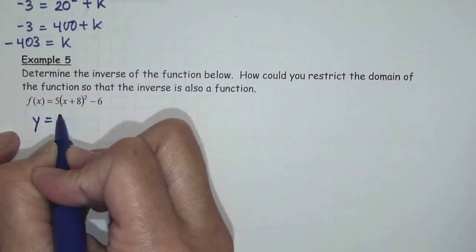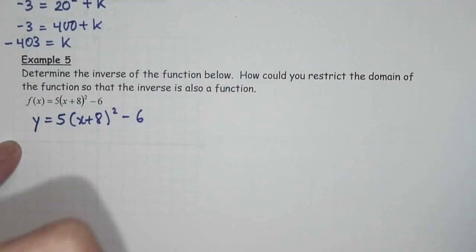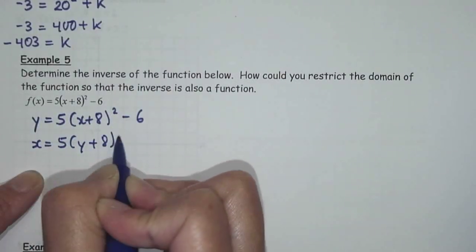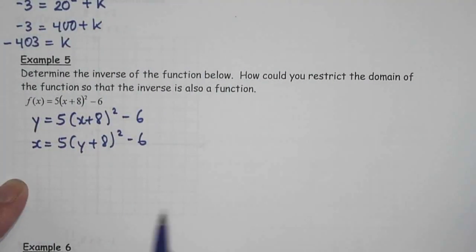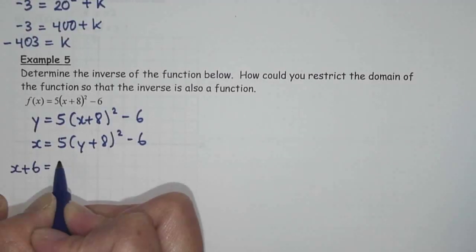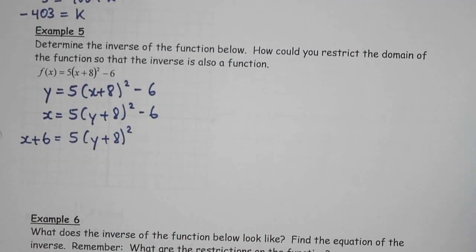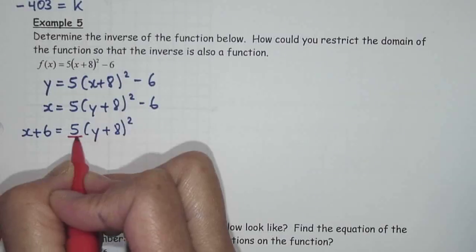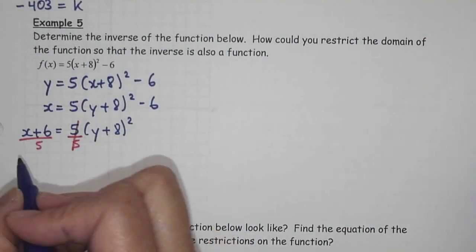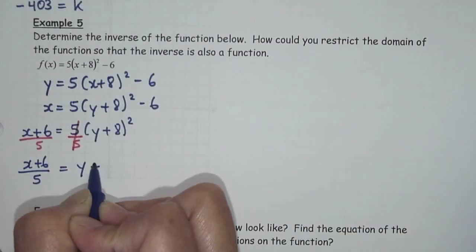So y equals, so hopefully this part is in your head. We're back. Switch the x and the y. Isolate for your new y. Like that. Divide both sides by the 5. Okay, you don't have to show the part in red there, but (x plus 6) all over 5.